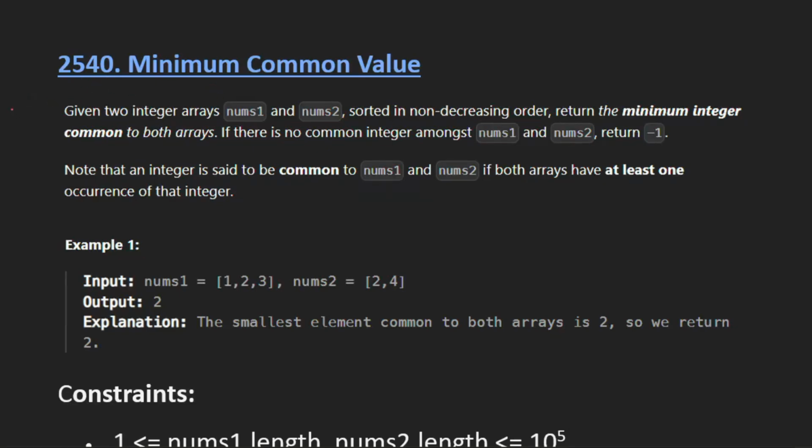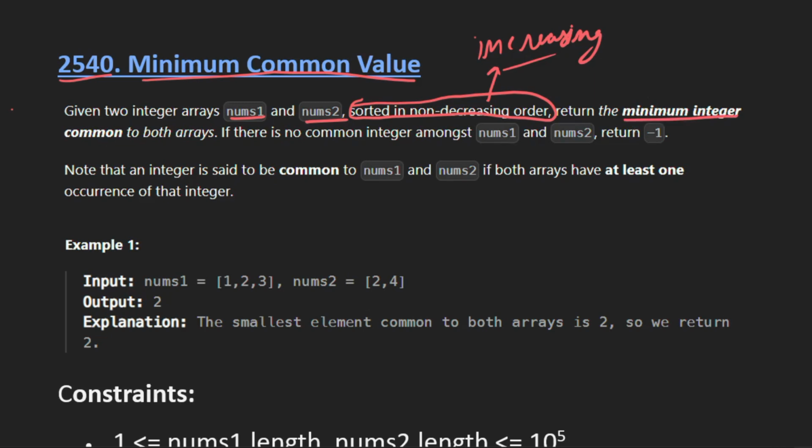Our today's LeetCode question is 2540, Minimum Common Value. In this question we are given two integer arrays nums1 and nums2, and both are sorted in non-decreasing order. That means they are sorted in increasing order. We have to return the minimum integer common in both the arrays, the smallest integer that is present in both the arrays, and if there is no common integer then we have to return -1.